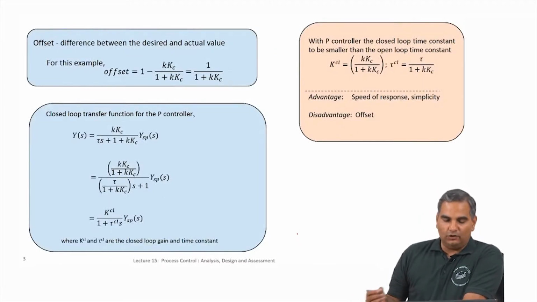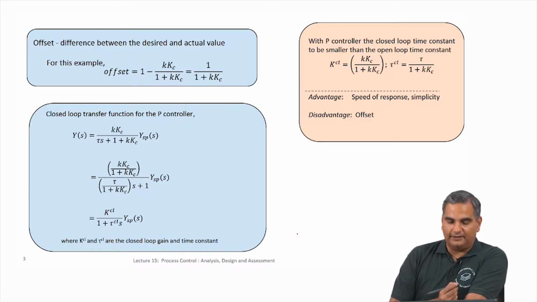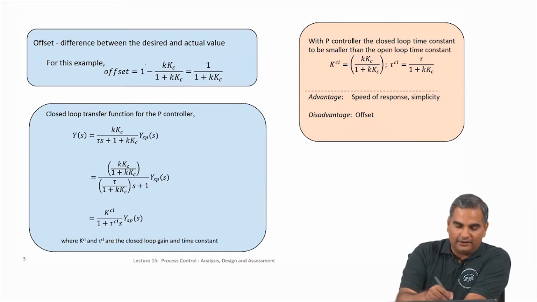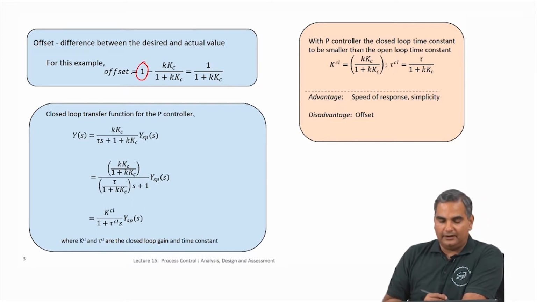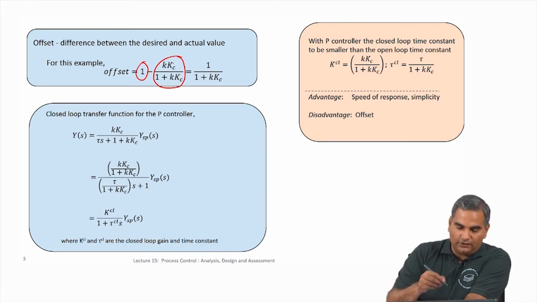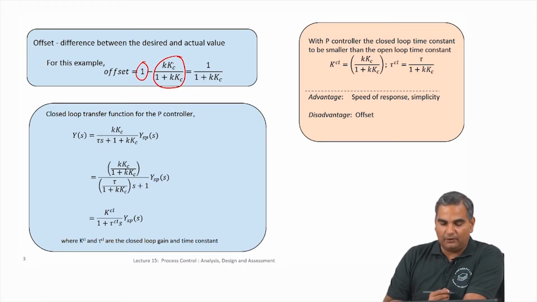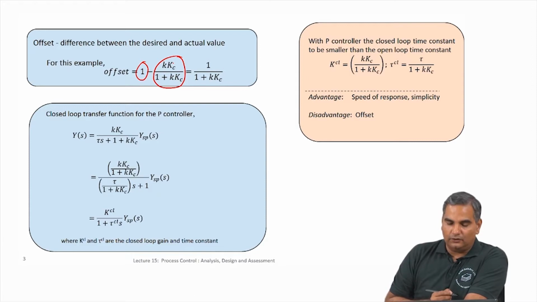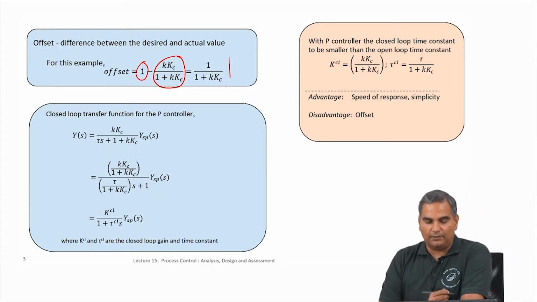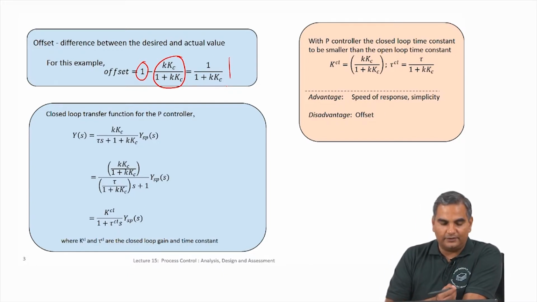So, the offset you might define as the difference between the desired and actual value. For the example that we had, because I gave a step of 1, the ultimate desired value was 1, but the value that the output takes as t tends to infinity, y of t, is K Kc by 1 plus K Kc. If you do some simple algebra, you will see that the offset is 1 by 1 plus K Kc. So this is the offset from a servo control viewpoint.